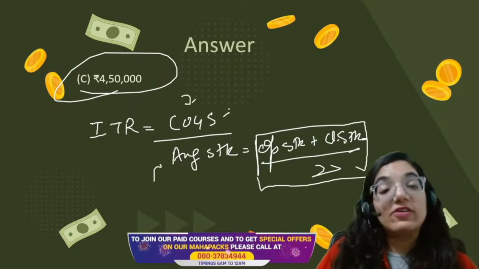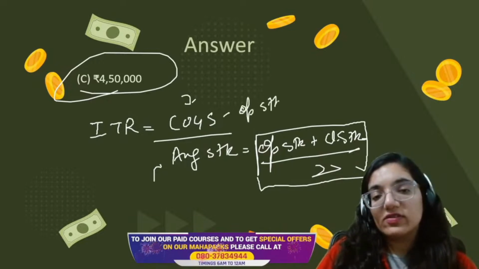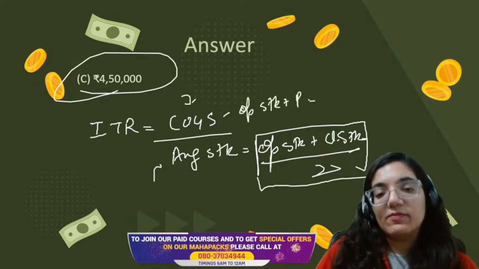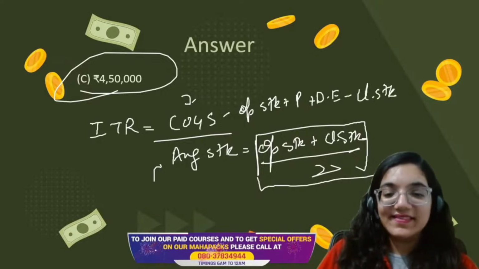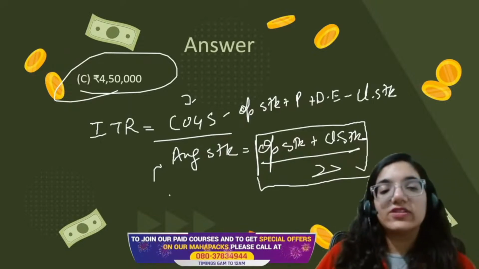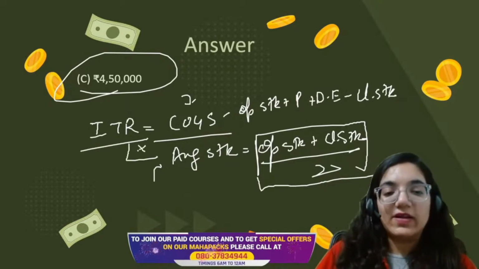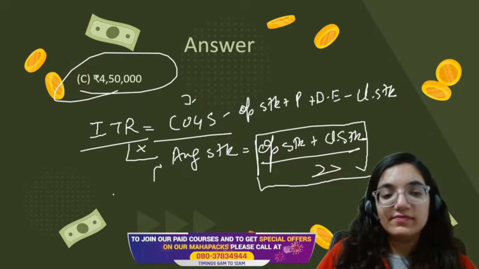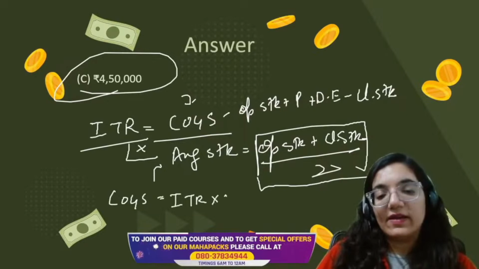What is the formula for COGS everyone? This is the cost of the goods that are sold in the market. Opening stock plus purchase plus direct expenses minus closing stock. Done? Okay. These are the formulas that I've used. In this case, they had given the ITR and they had given the average stock. So we could multiply and find the value of COGS is equal to ITR multiplied by average stock.